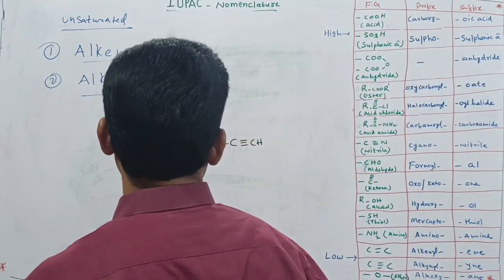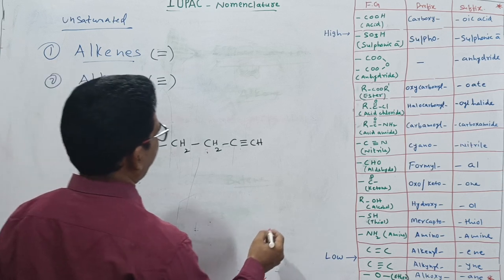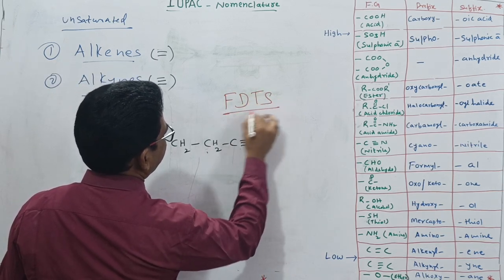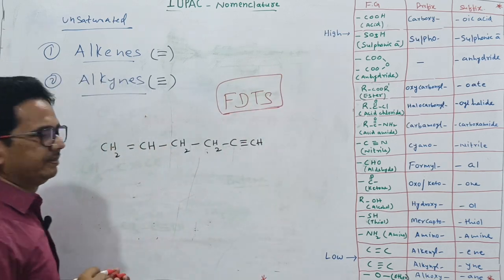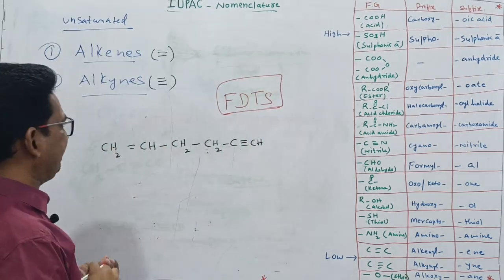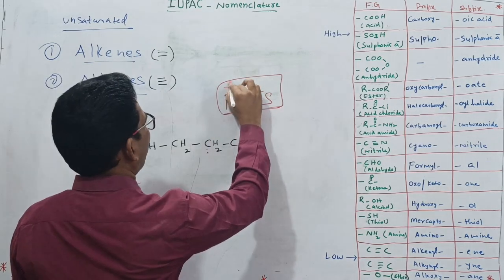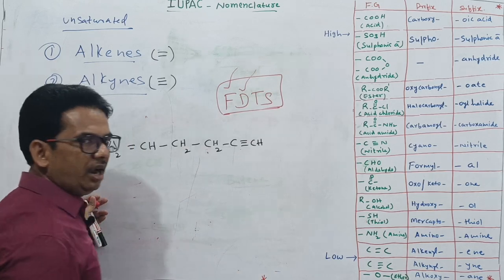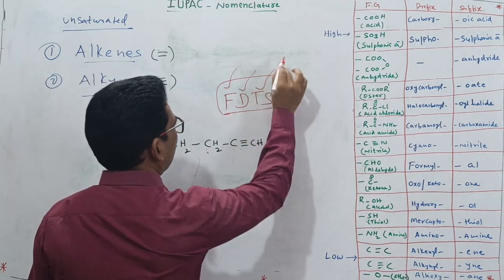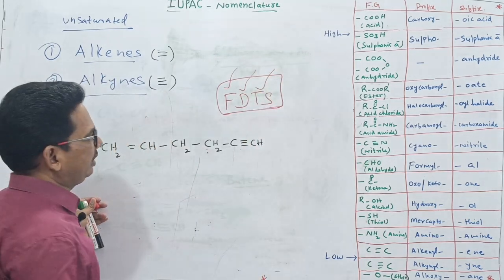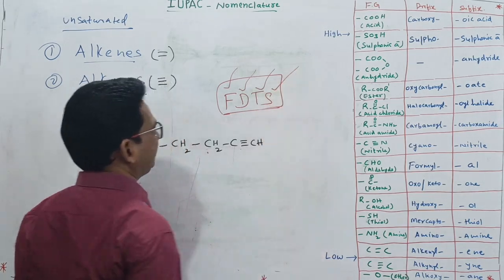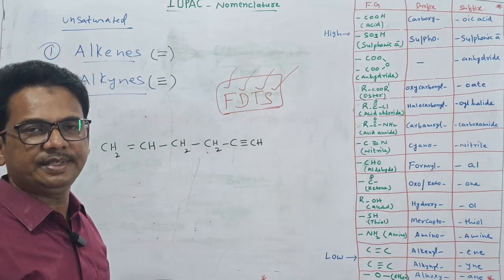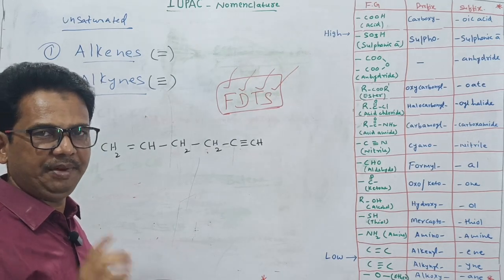At that time, we have to remember the one rule here, that is called the FDTS. FDTS means first priority goes to the functional group, next priority goes to the double bond, then next priority goes to the triple bond, then last priority goes to the substitutions. Understand? Substitutions means any prefixes.